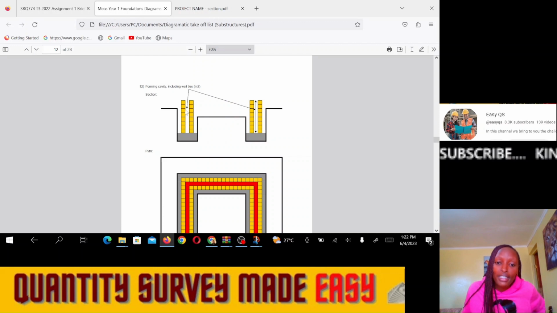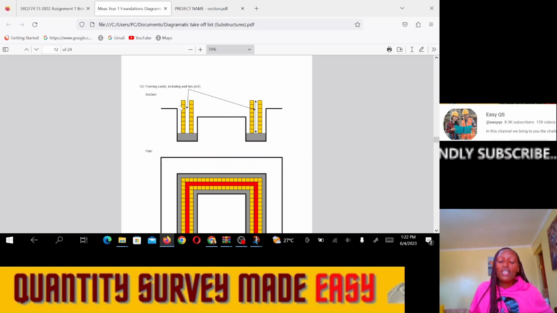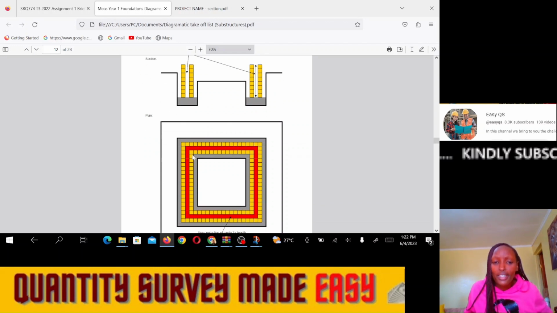All right, so we shall go to the next item, which is forming cavity, including wall ties. When we are forming cavities, the NRM 2 states that the forming of the cavity should be measured in meters squared. So how do we calculate? How do we measure the area of the forming of cavities? We shall measure it just like how we measure the area of the walls. So we shall take the center line of the cavities.